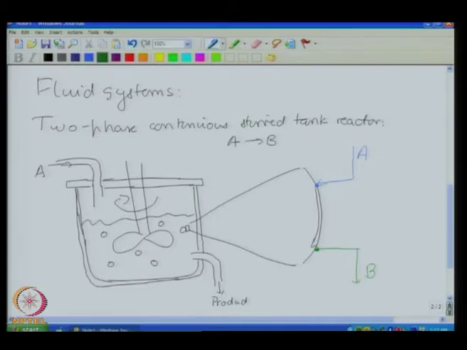So, for the reaction to take place in a continuous fashion, one has to ensure that the rate at which A is transported to the surface, the rate at which the reaction takes place and the rate at which B comes out of the surface is sufficient to ensure that the desired yield is obtained. Okay.